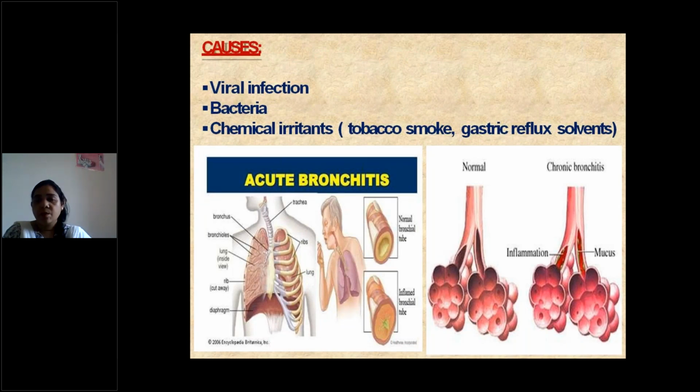Causes. Why does bronchitis take place? It is bacteria, fungi, viral, or any other factors. Yes, mainly viral infection. Next, bacteria. Not only microorganisms, but chemical agents can also cause bronchitis, such as smoking tobacco, as well as gastric infection. Okay, so they may also cause it.